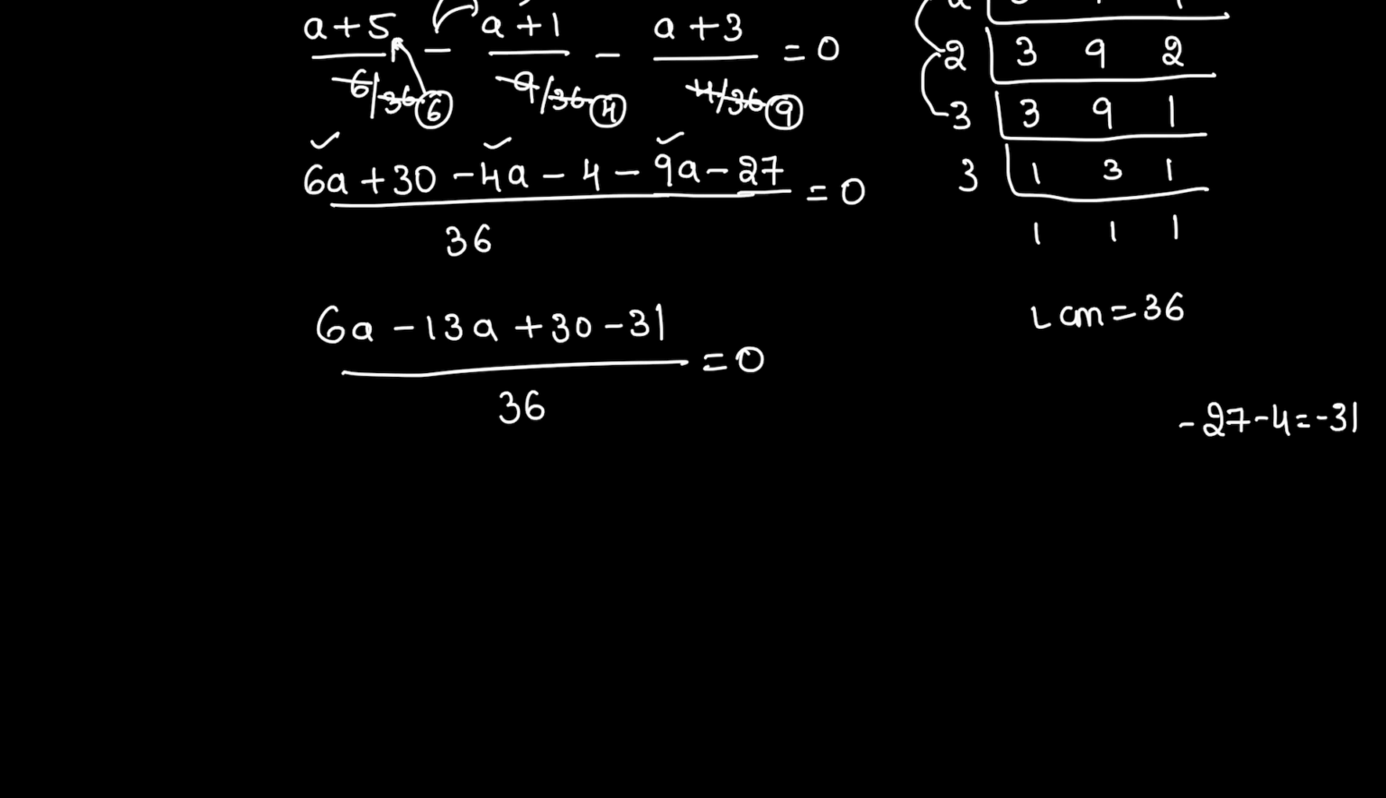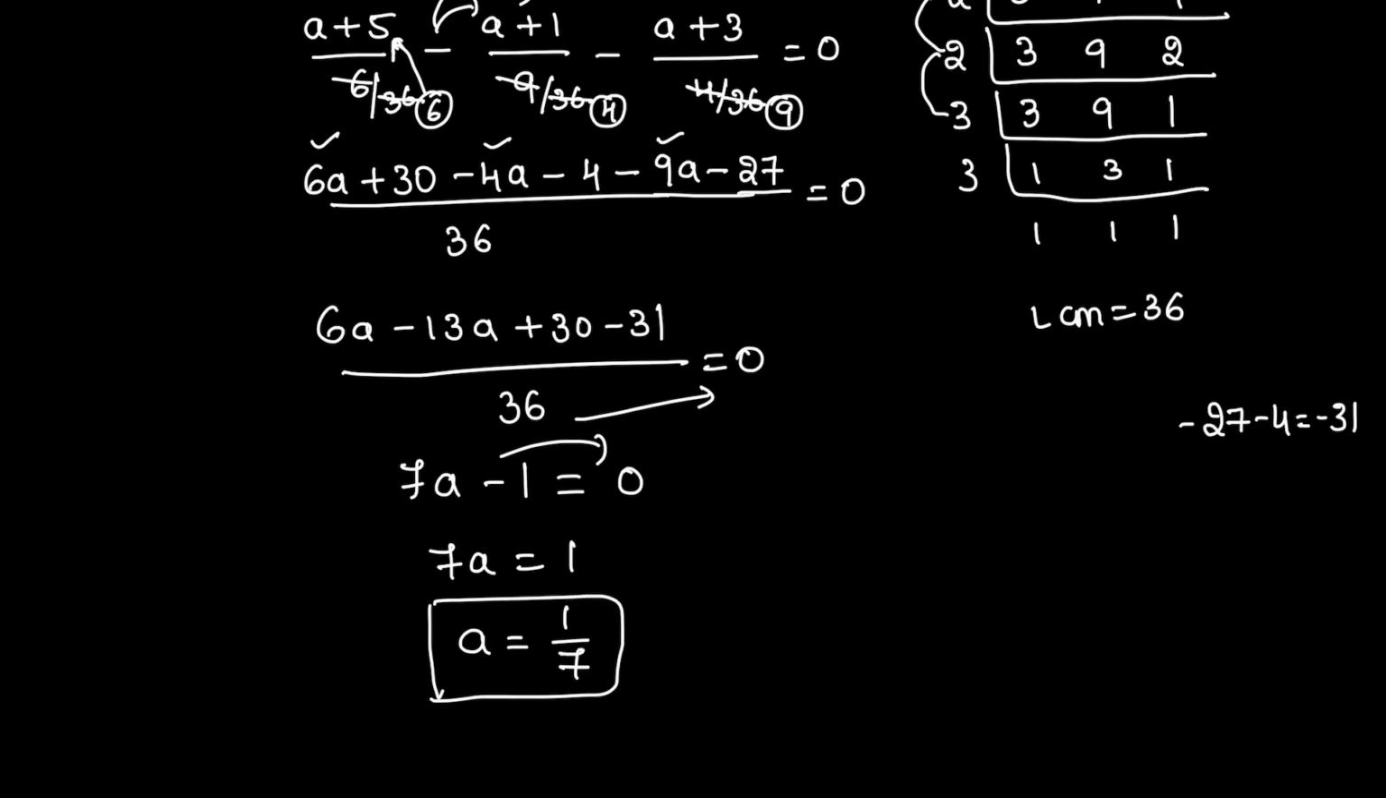From the 13, if you subtract 6, we'll get 7. Minus 31 plus 30, we'll get minus 1. This 36 will multiply to the right hand side; 0 into anything is 0. Then take the minus 1 to the right hand side: 7a is equal to 1. Then a is equal to 1 over 7. So this is the value of a.